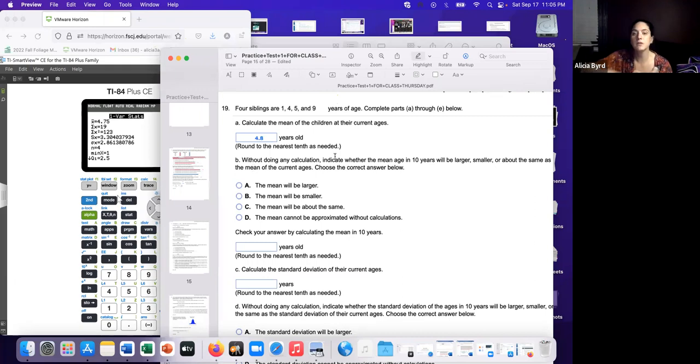Without doing any calculation, they're asking, if we were to add 10 to the years, what do you think the mean age in 10 years is going to be? If they all increase by 10, will it be larger, smaller, or about the same? If all those go up, your mean is also going to go up. So the mean's going to be larger, because we're adding all those together.